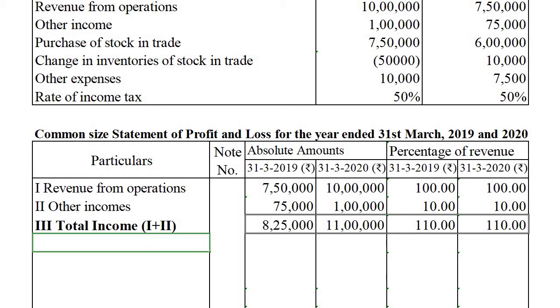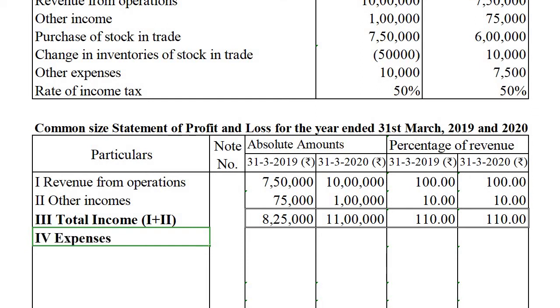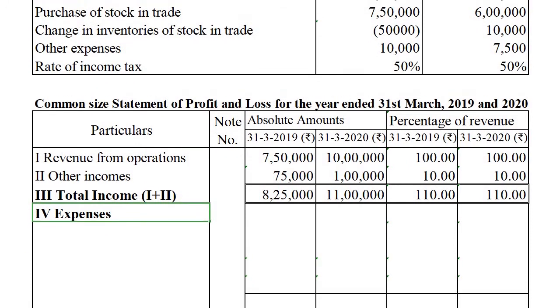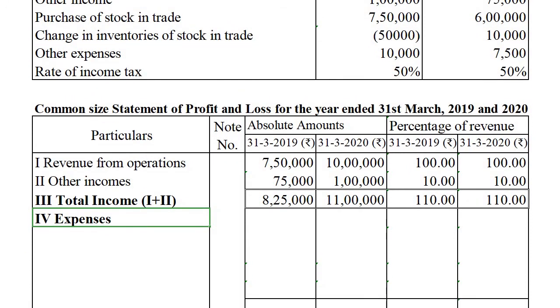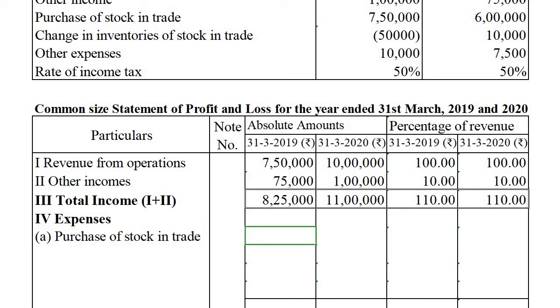Okay, now all the expenses should be written. Expenses we can write one by one. See, purchase of stock in trade. Purchase of stock in trade is the expense here. Purchase of stock in trade for the previous year is 6 lakh. 6 lakh can be written here. Then 7,50,000 for the current year.